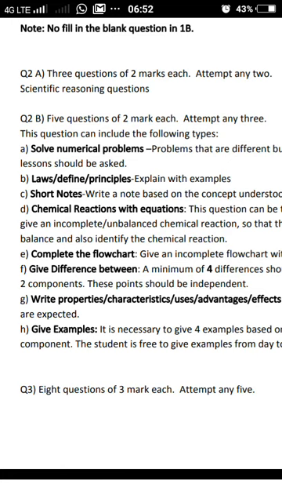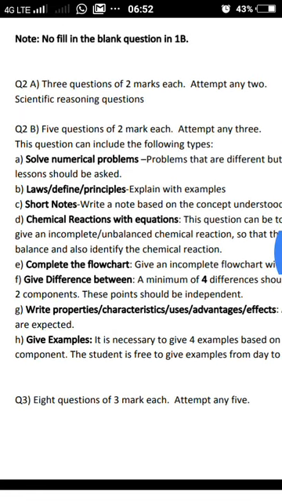Next, write properties, characteristics, uses, advantages, effects. So uses, advantages, effects, this type of questions can be there. Next, give example. So 5 questions will be there in question number 2b, but you can find here 8 types of questions are shown. That means out of these 8 types of questions, any 5 types can be asked. So you should be prepared with this.